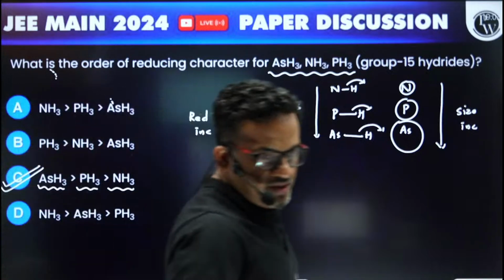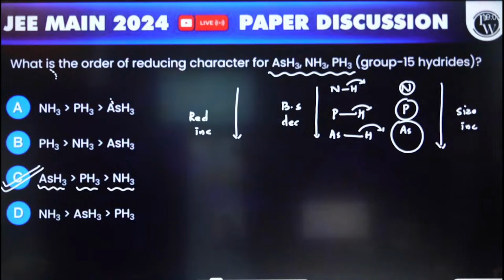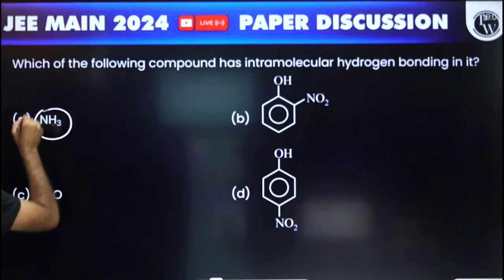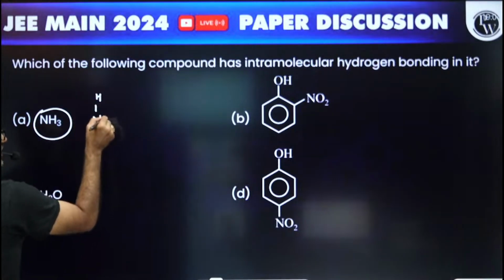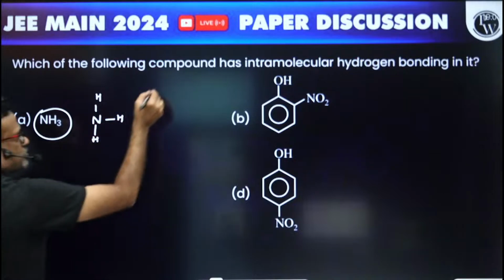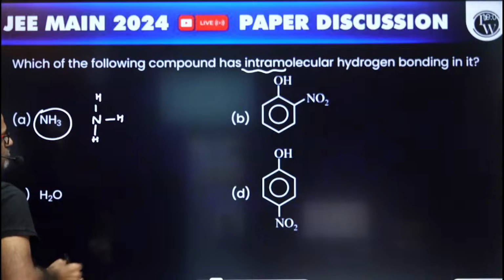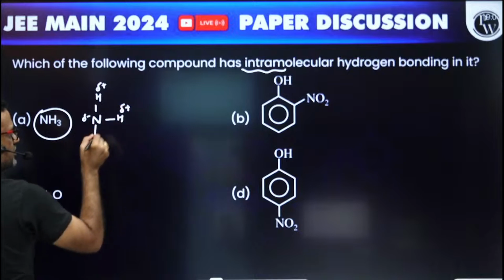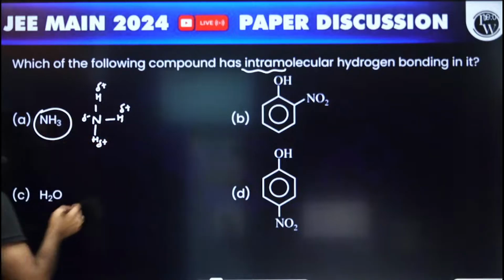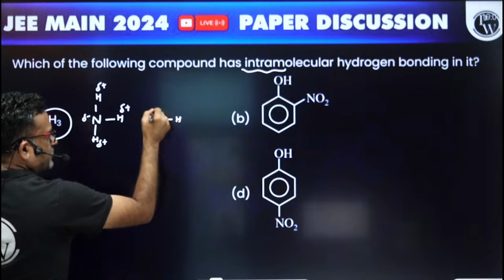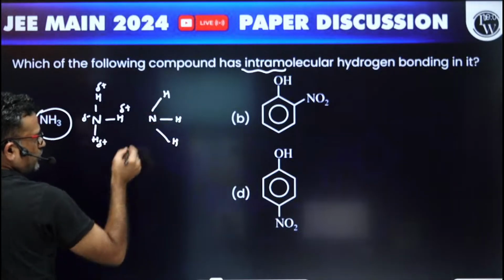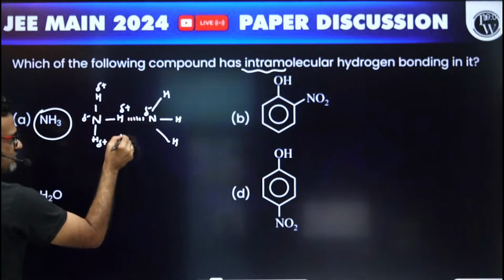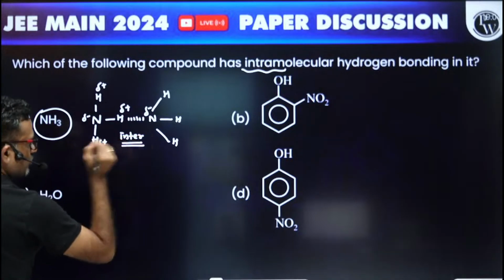Got it? Yeah. Which of the following compounds has intramolecular hydrogen bonding? If you consider NH3, intramolecular hydrogen bonding means what? Within the molecule, the hydrogen bonding within the molecule. So here we are having partial positive charge on the hydrogen atom and negative charge on the nitrogen atom due to difference in electronegativity. If you consider another ammonia molecule which is having partial negative charge on nitrogen, so there is a hydrogen bonding, but this is between two molecules, so this becomes intermolecular.